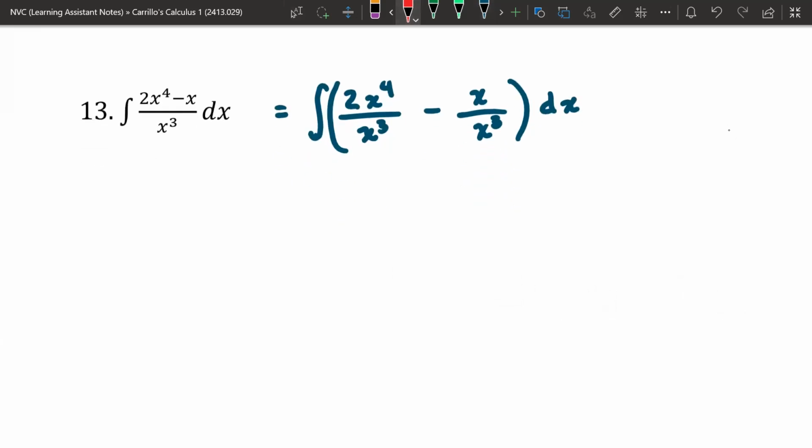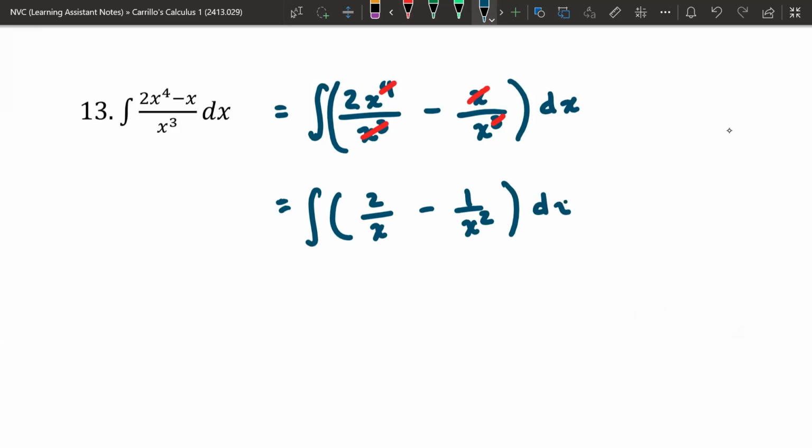And now I can just reduce. So x cubed will reduce this x to the 4th, and this x will reduce this x cubed. So my new integral will be 2x minus 1 over x squared dx. Now our integrand is separated by a sum or a difference.